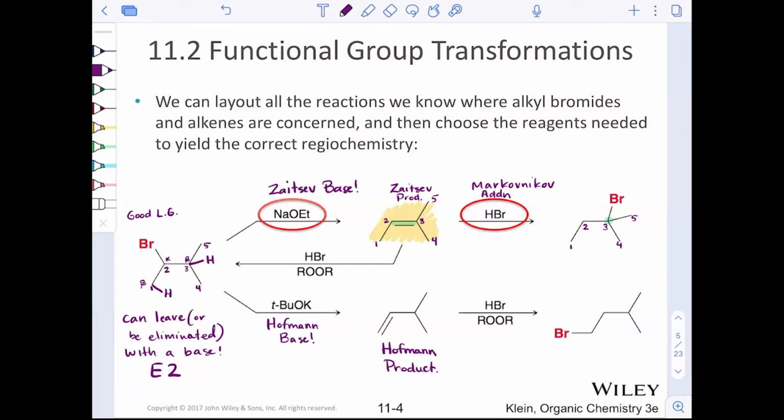Just to put it out there so that we remember our radical reactions, HBr with a peroxide, ROOR, is our anti-Markovnikov. That doesn't mean that it goes through a less stable intermediate. It means that the order of operation is different, that the bromine gets placed on the less substituted carbon first, and the radical intermediate of this reaction goes on the more substituted center. All right? Good ones to remember.